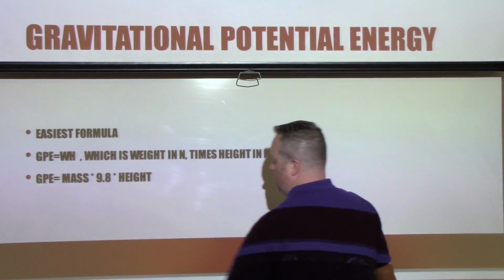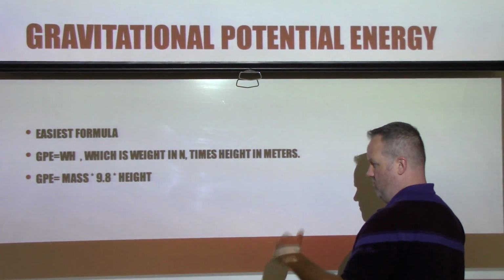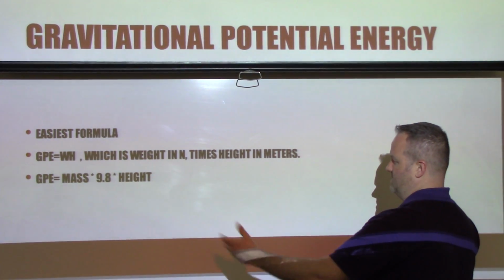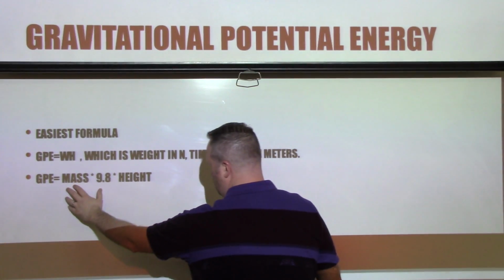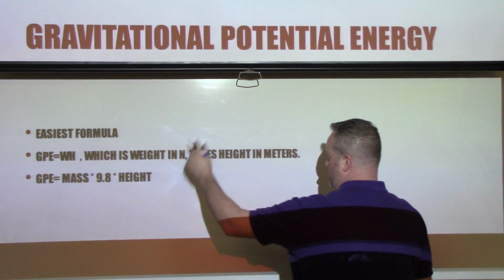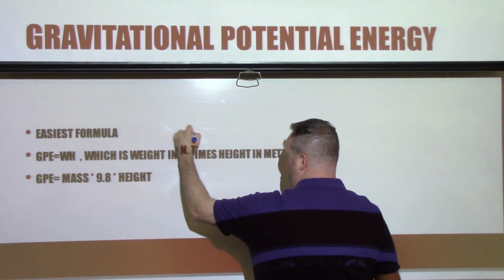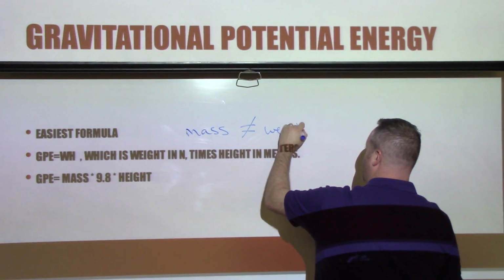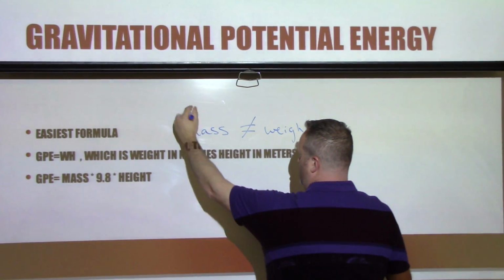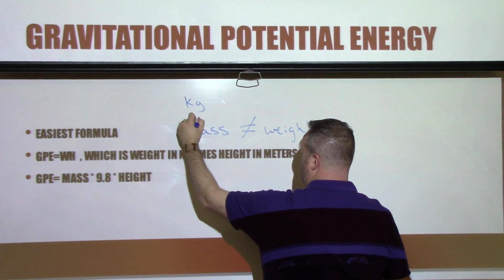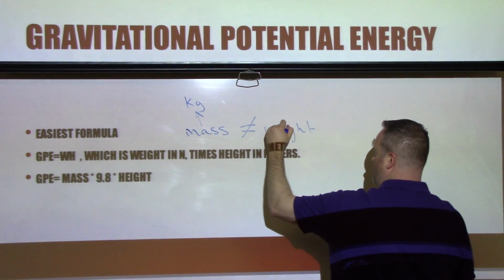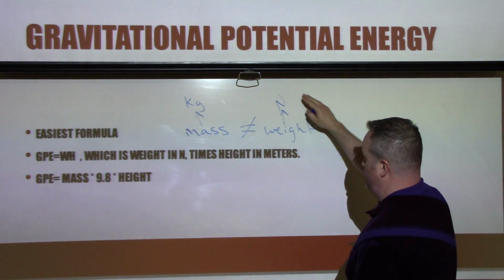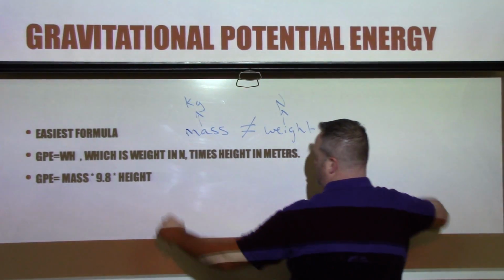Now the problem is that we don't use weight very frequently. Most of the stuff we've done, we've used mass. Mass is different from weight, so make sure you understand this. Mass is definitely not the same as weight. Essentially, we measure mass in kilograms. We use newtons for weight. So these are completely different units of measure.